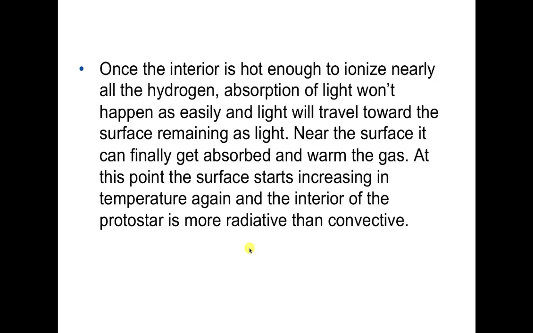Eventually, though, the interior continues to get hot because the star is contracting. Eventually, it gets hot enough that nearly all of the hydrogen gets ionized, and we can't form those negative ions anymore. And so the absorption of light won't happen, and it is then able to reach the surface and warm the surface. And then the surface does get warmer, the star does start getting brighter, and it does start expanding a little bit. So this explains how we're switching from more of a convective transport of energy inside to a radiative transport of energy inside as the temperature gets higher.